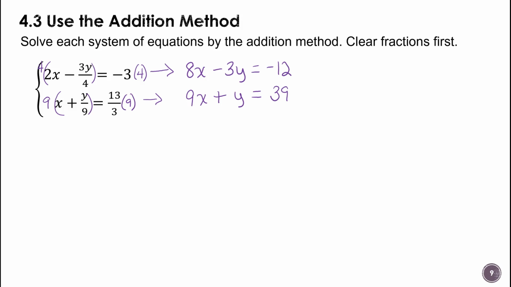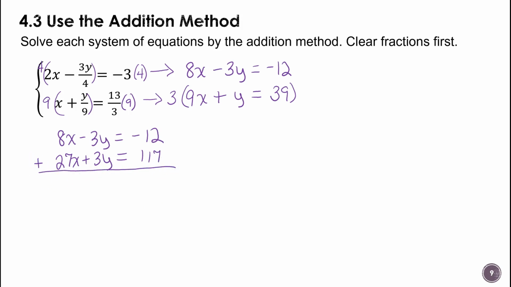So if we multiply the second equation by 3, okay, so I'm going to have to rewrite these again. 8x minus 3y equals negative 12. When I multiply the second equation by 3, then I get 27x plus 3y equals 39 times 3 turns out to be 117. All right, I didn't know that just off the top of my head.